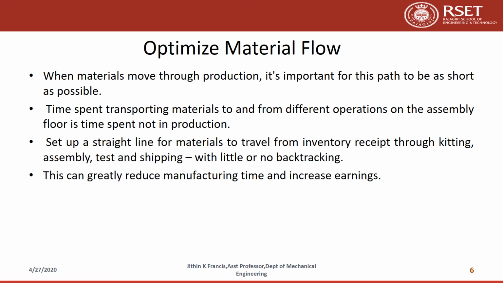Optimize material flow. When materials move through production, it is important for this path to be as short as possible. Time spent transporting materials to and from different operations on the assembly floor is time spent not in production. Set up a straight line for materials to travel from inventory receipt through kitting, assembly, test and shipping with little or no backtracking. This can greatly reduce manufacturing time and increase earnings. So the flow of material must be optimized so that there is no backtrack as well as a straight line if possible to the maximum extent.